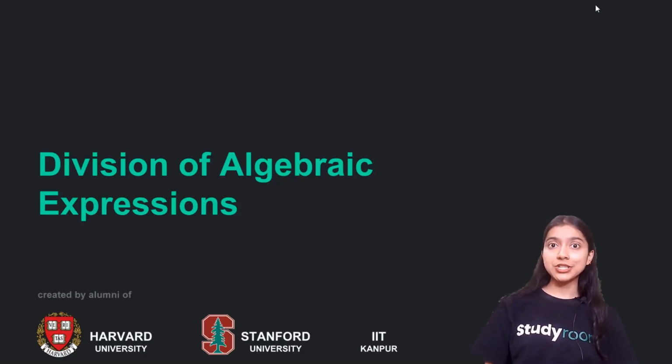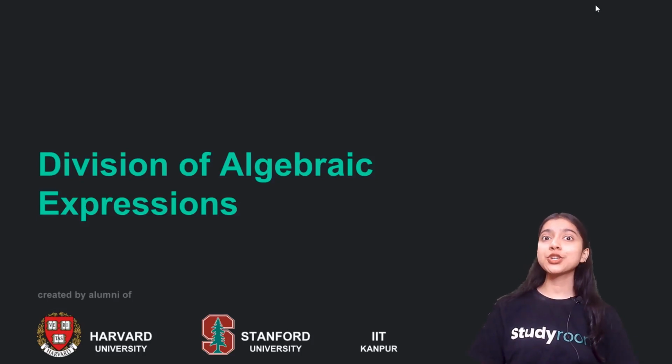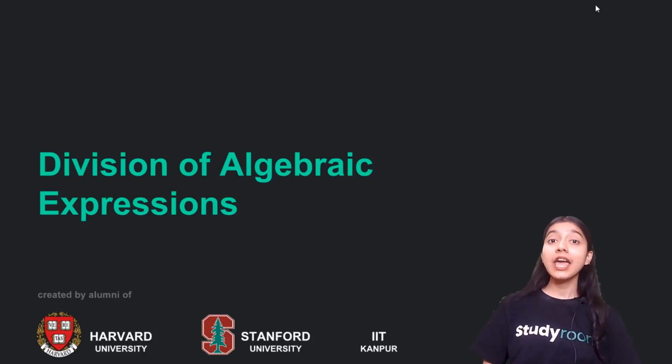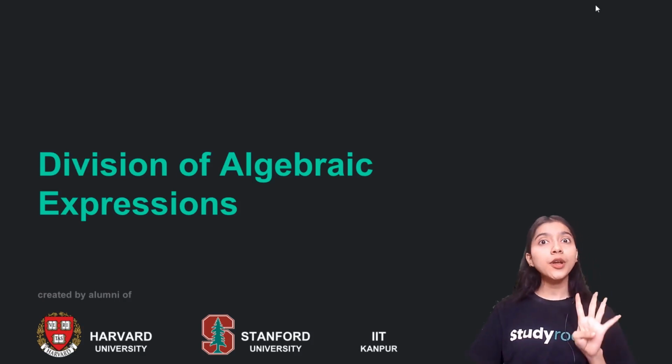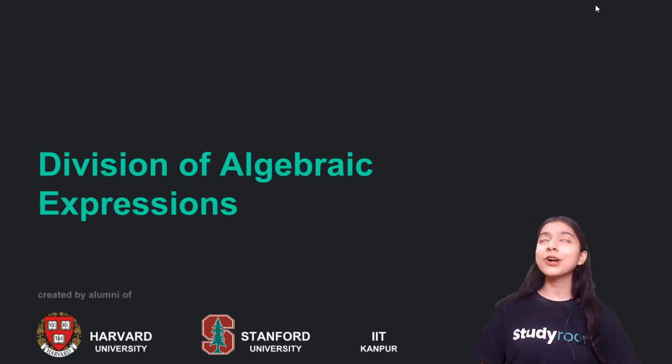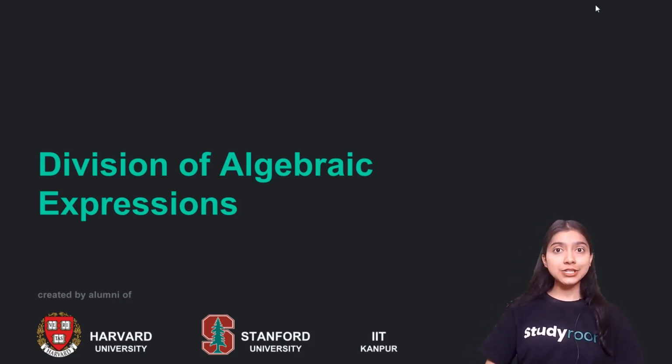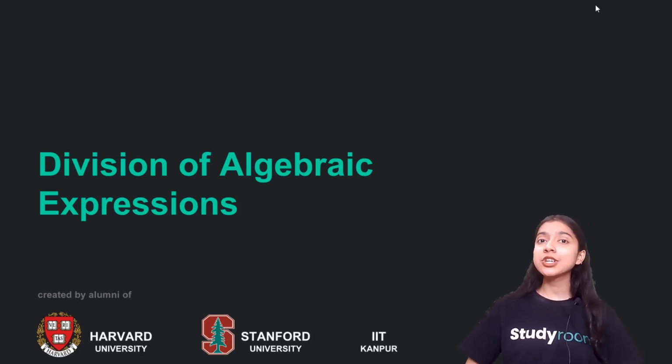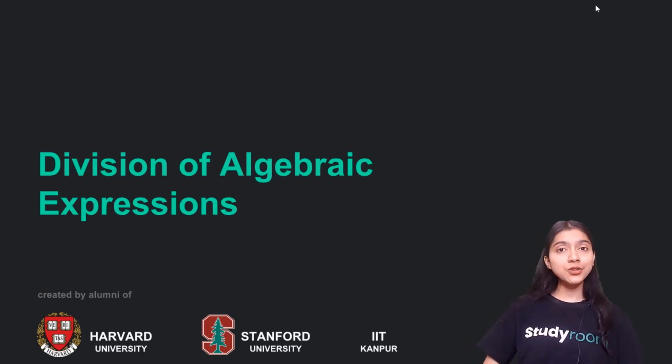In the previous lecture, I taught you factorization of algebraic expressions using some of the well-known identities. Over there, I taught you 4 important identities. I hope you all remember that. In today's lecture, we'll be dealing with division of algebraic expressions. We will learn how we can divide different types of algebraic expressions with each other and draw some conclusions. So let's get started.